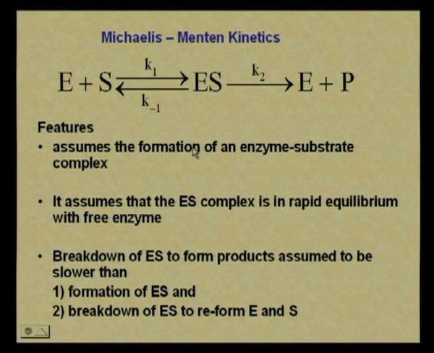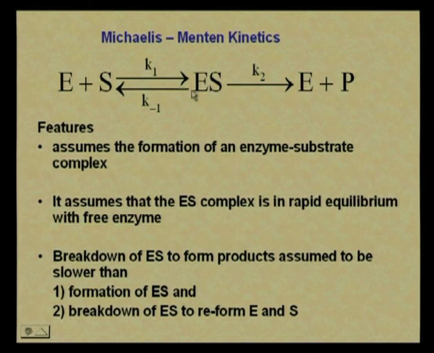So, these are the features that have come into Michaelis Menten kinetics to get to the form of the expression that we get. Now, what do we have here? We have K2 as a rate limiting step. We have K minus 1 as also a small step. So, what do we have? We have basically an association of the enzyme and the substrate to form the enzyme substrate complex.